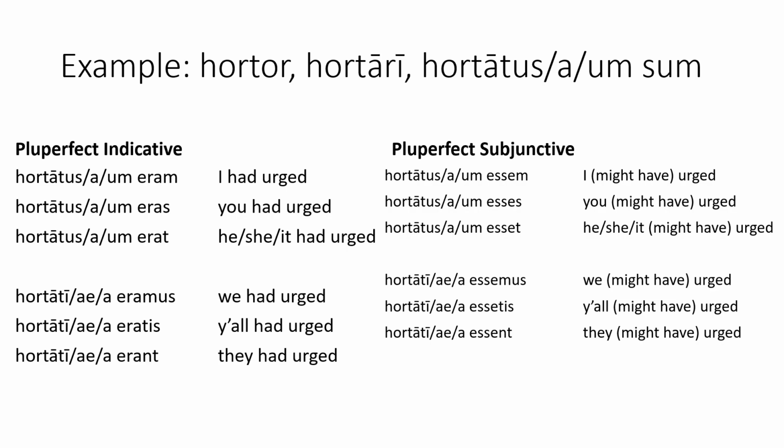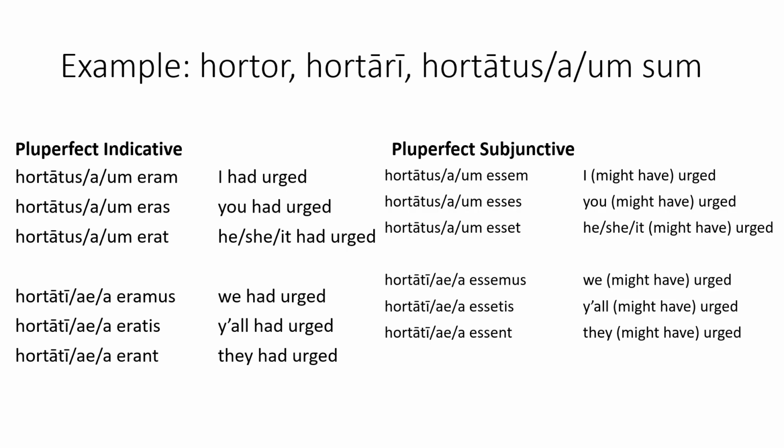It is translated as I had urged, you had urged, he, she, it had urged, we had urged, y'all had urged, and they had urged. The pluperfect subjunctive is similar, but with the imperfect subjunctive of sum. Hortatus, a, um essem in the first person singular, hortatus, a, um esses in the second person singular, hortatus, a, um esset in the third person singular, hortati, ae, a essemus in the first person plural, hortati, ae, a essetis in the second person plural, and hortati, ae, a essent in the third person plural.